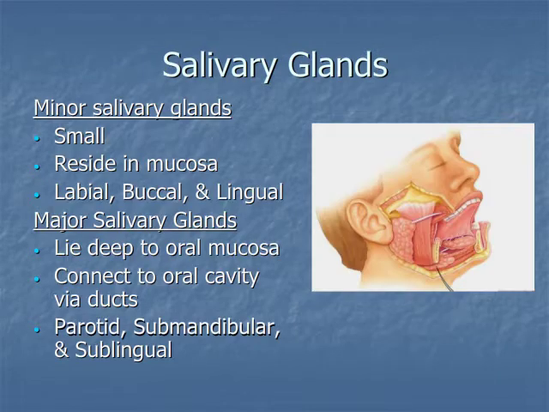So within the mouth we have several salivary glands which produce saliva. Now these salivary glands can be grouped into what we call minor salivary glands and major salivary glands. You really only need to know the major salivary glands. These include the parotid, the submandibular, and sublingual.